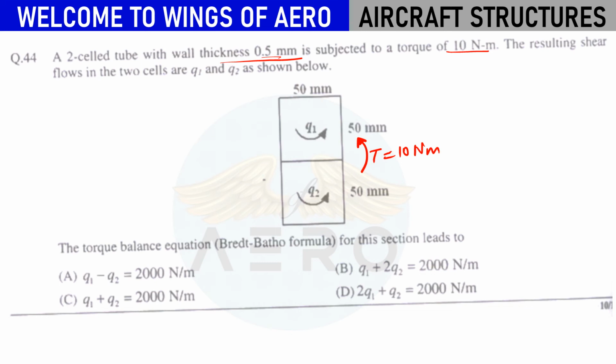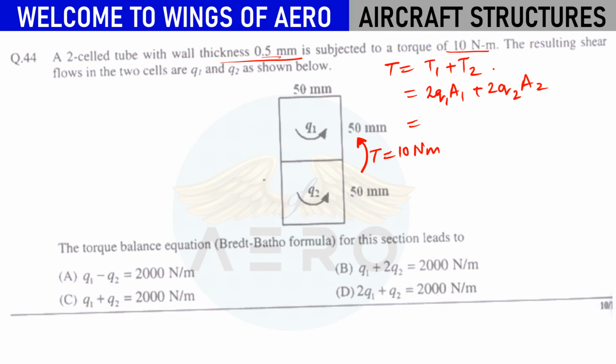Now the torque balancing for the Bredt-Batho formula for this section. They are asking in terms of Q1 plus Q2, so you have to understand that T equals T1 plus T2. So what is T? 2 q1 a1 plus 2 q2 a2. Here you just need to find out the area. Both the areas are the same, right? Because the dimensions are the same.